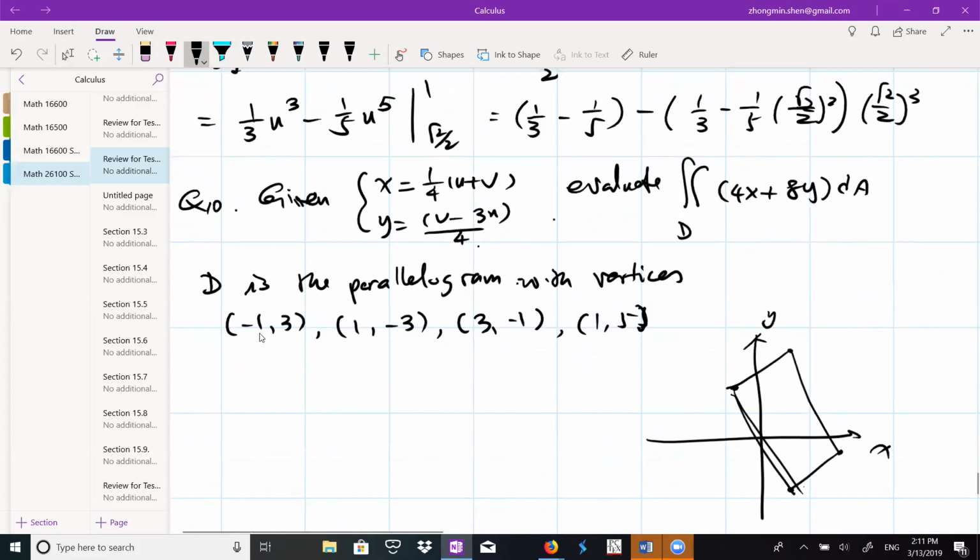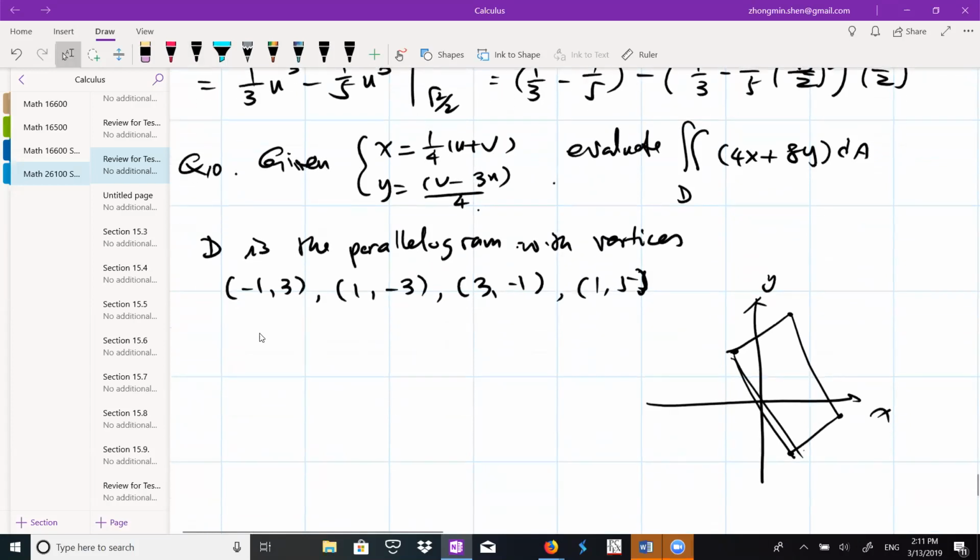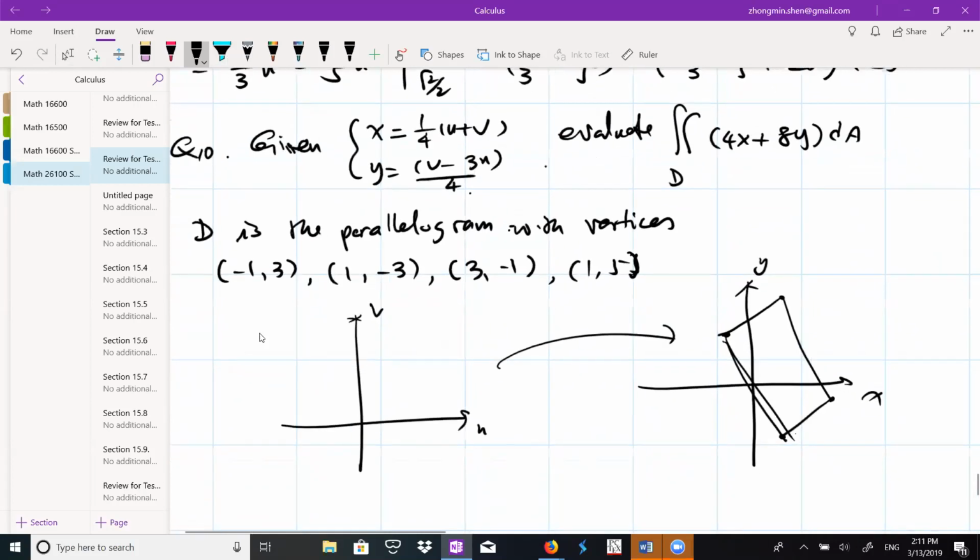So this linear transformation sends a rectangular domain in the UV plane onto this parallelogram. Okay, but we have to figure out what the box is here. You can solve it, right?